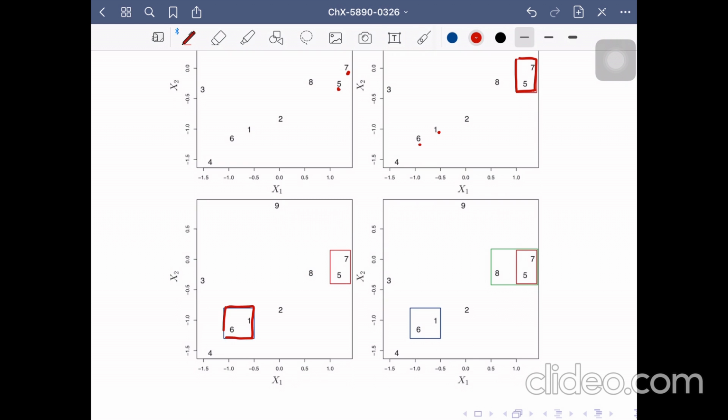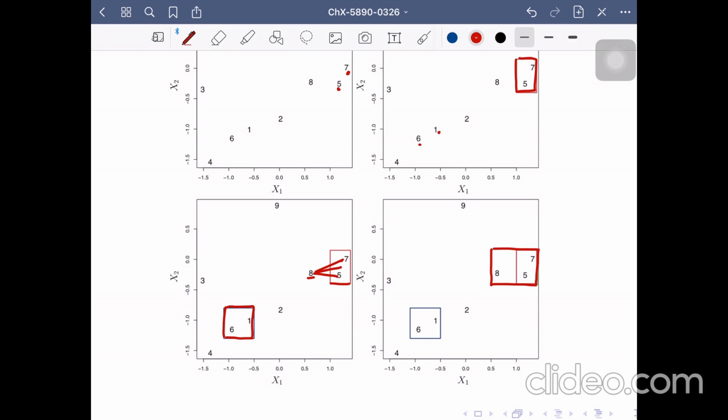So next, how to decide? Actually, at this point, we also want to define the distance between a cluster and an observation, and also between a cluster and a cluster. So there are several rules. For example, how to determine the distance between this 8th observation and this cluster. You can take the minimum distance, or average distance, or maximum distance. We have several rules, but with some rule we can classify 8 as the same cluster as 5 and 7.